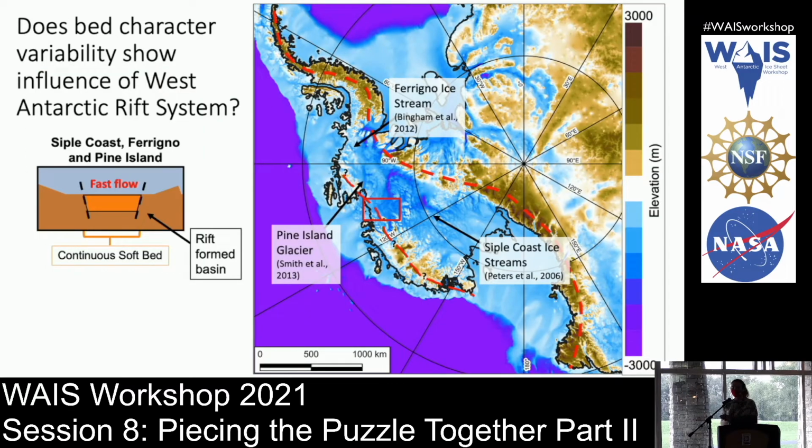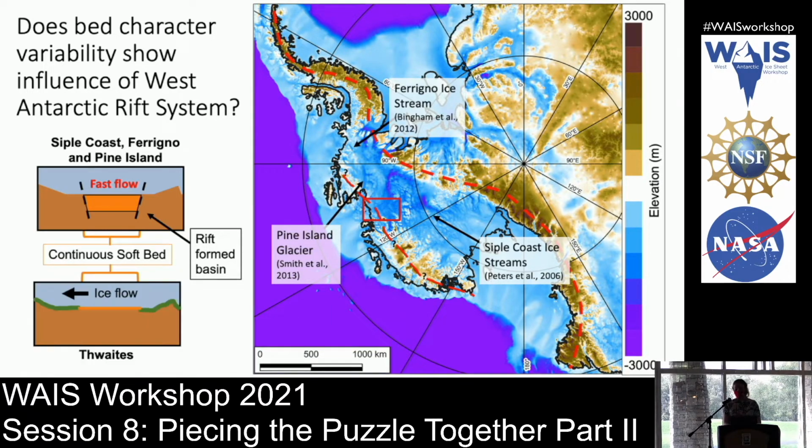So there are multiple other fast-flowing ice streams and glaciers in West Antarctica which flow within basins which are formed by rifting, probably by extension from the West Antarctic Rift System. The West Antarctic Rift System roughly influences the area between the two dashed red lines. And the Siple Coast ice streams and Pine Island Glacier have all been shown to have their fast flow contained to the area of continuous soft bed where a rift-formed basin has filled with sediment.